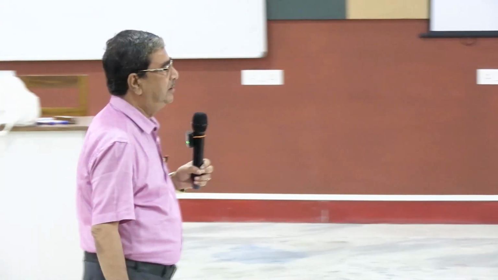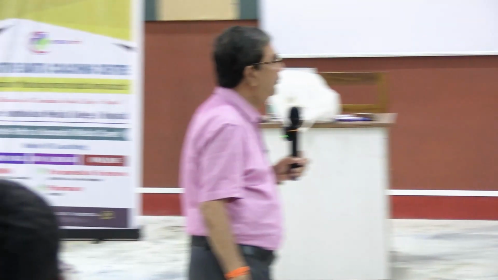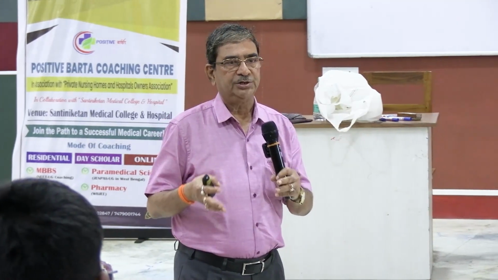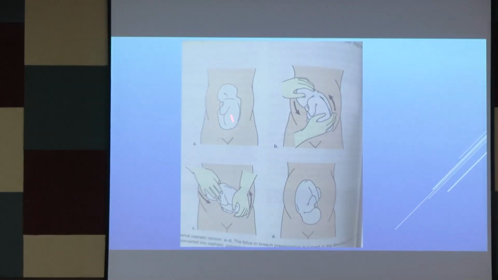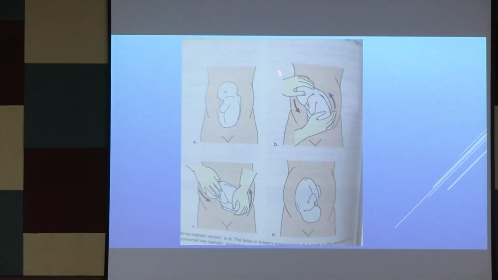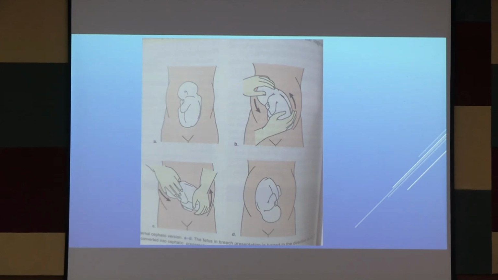In external cephalic version, the patient will lie down with thighs semi-flexed, and first you will dislodge the breech from the pelvis. First step, dislodge the breech. Then grasp the podalic portion and head. Then pressure will be given in a forward roll, that is in the cephalic direction, as shown by the arrow, forward roll, and bring the fetus into a transverse position. This is the transverse position.